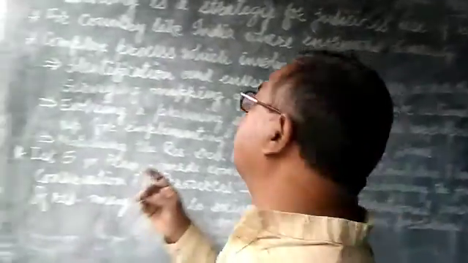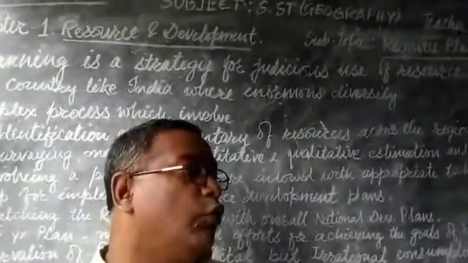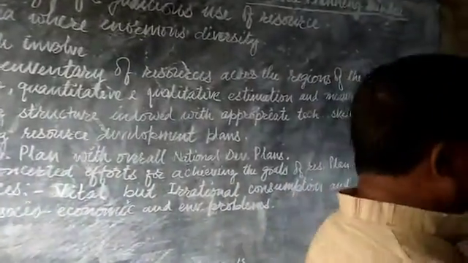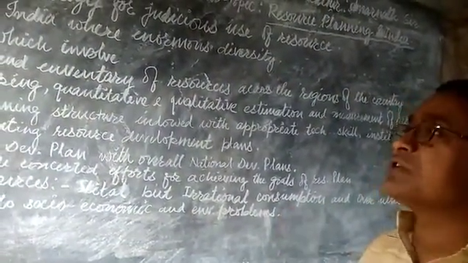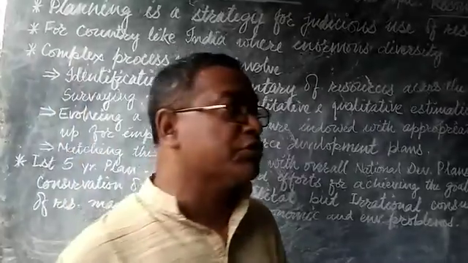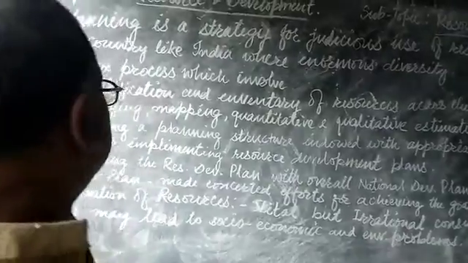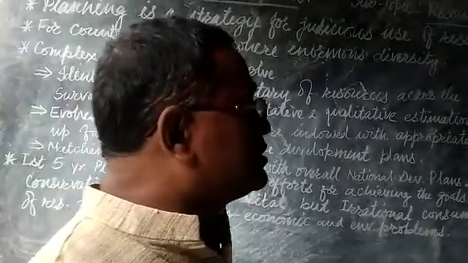First is the identification and inventory of resources across the regions of the country. It means we should identify what resources are found and what usability and utility these resources have for the country. So the identification of resources is a must, and inventory as well. If we take inventory of different resources, then we can utilize these resources very well in the country. So in this regard, identification and inventory is a must for the country.